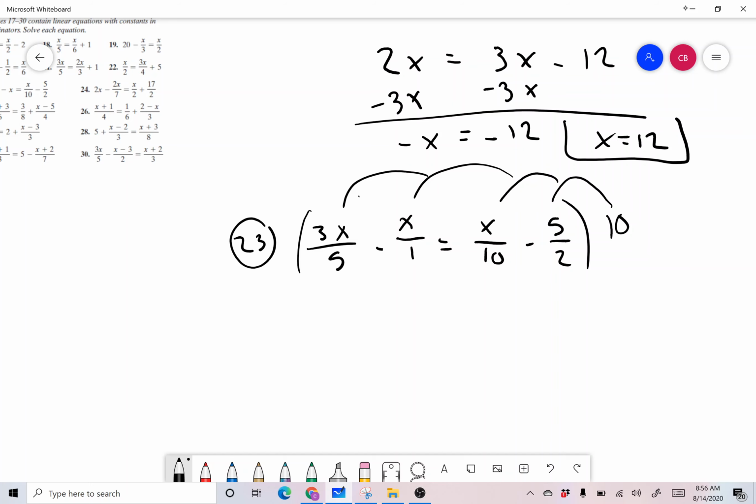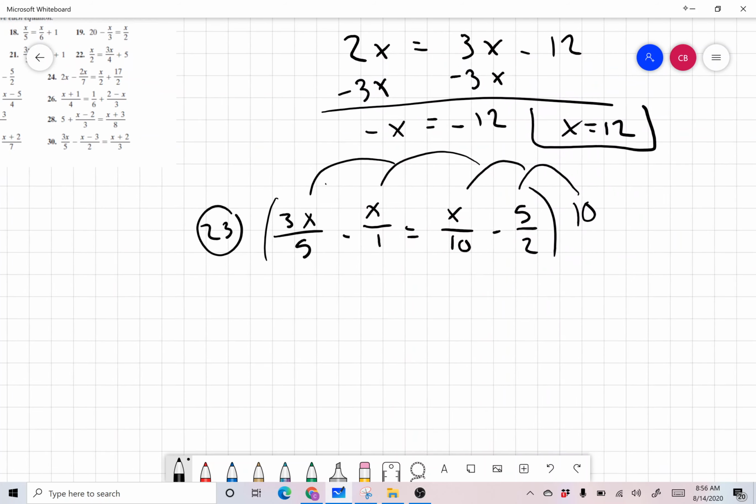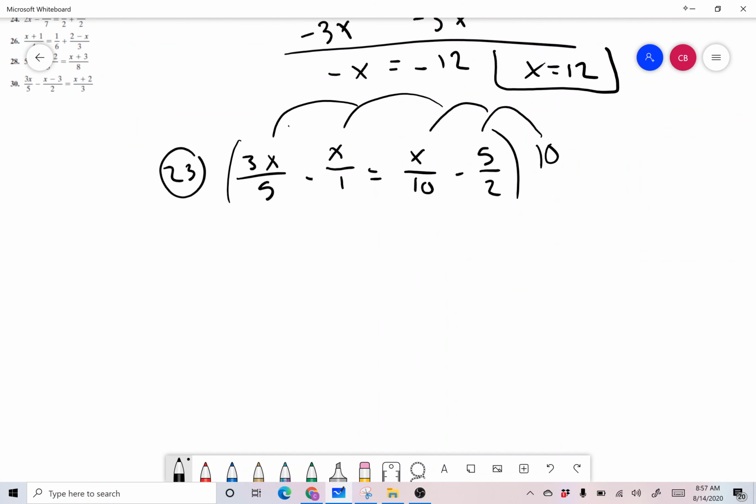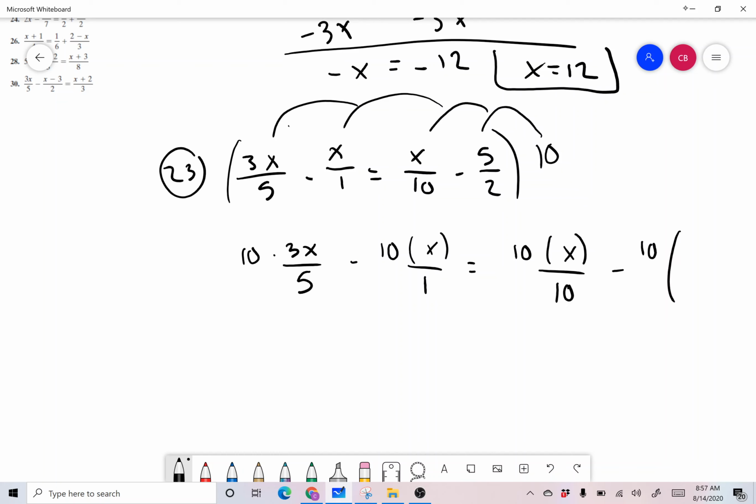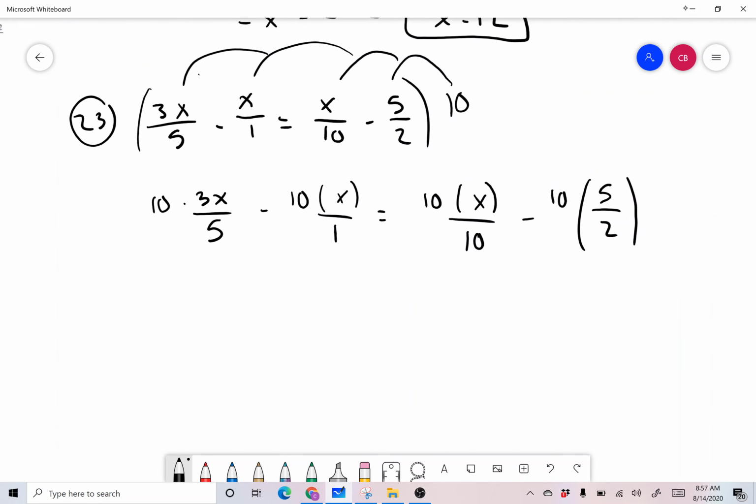Always choose the largest number. They have to go into that number. Okay, so what I'm going to do, I have 10 times 3x over 5, 10 times x over 1, 10 times x over 10, 10 times 5 halves. Okay, so let's cancel. 10 divided by 5 is 2. This is 6x. 10 divided by 1 is 10 times x is negative 10x.